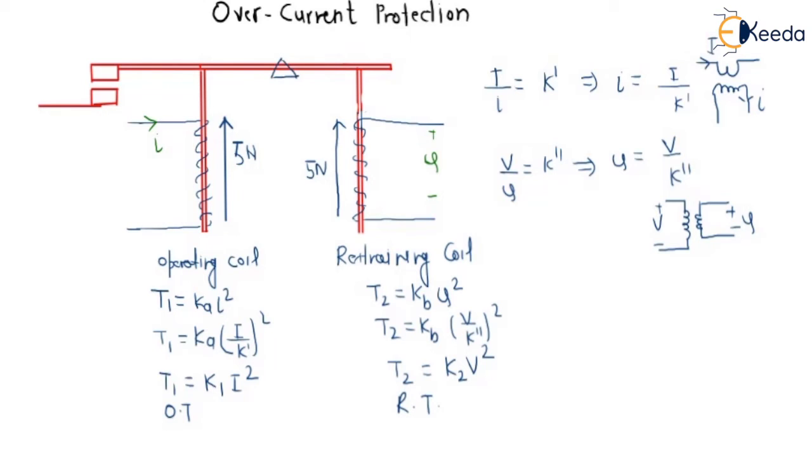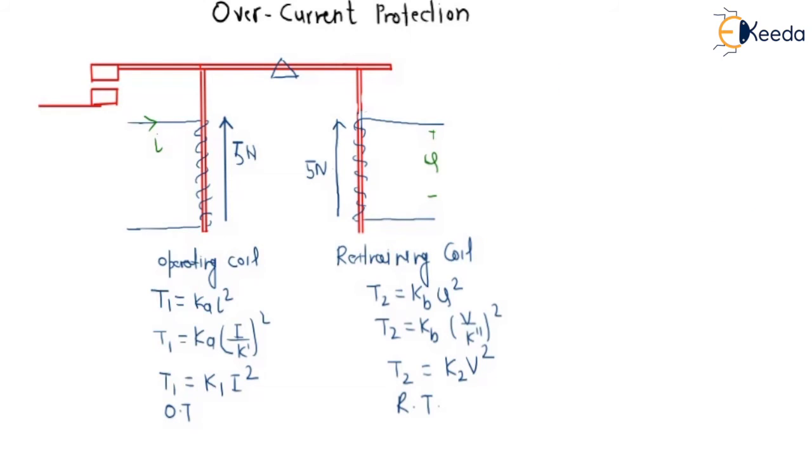Now if the operating torque is greater than the restraining torque, then the circuit breaker will be tripped. But during the balanced condition these forces are equal and the contact of the circuit breaker will be closed. Then when will the circuit breaker open, or the relay operate? Now we are going to see in detail.